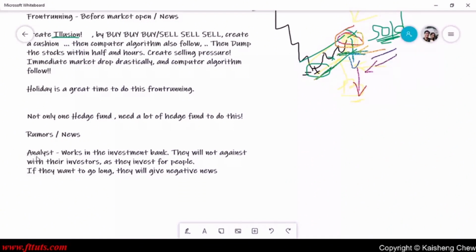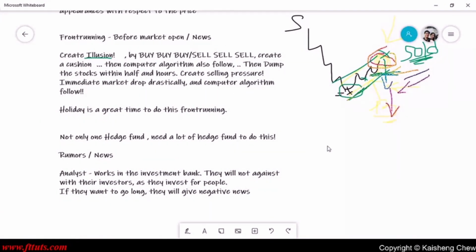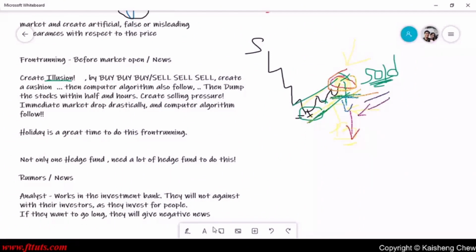Okay, analysts will say that this is maybe too high, the price now is not too good, giving bad news to the public, so everyone will start shorting the currency, then they will start buying at the cheaper price. So if they want to go long, they will give some negative news. Okay, this is how the big boys manipulate the market. They can pump and dump. Pump and dump means the price goes up like that, pump and dump.